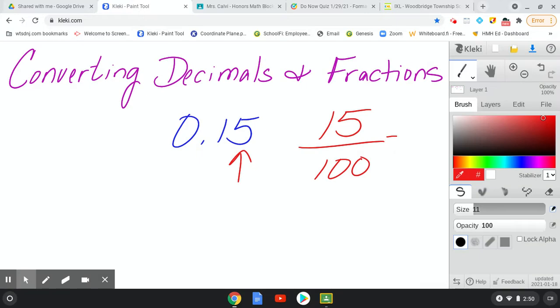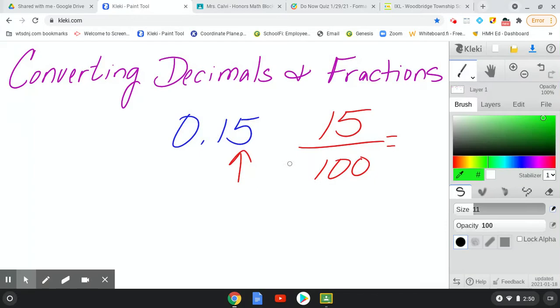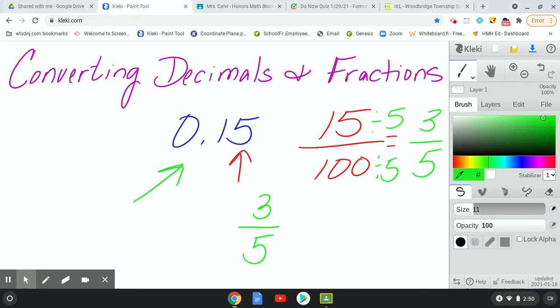So we know based on our divisibility rules, if a number ends in a 5 or 0, they are both divisible by 5. So if I were to divide both the numerator and the denominator by 5, I would end up getting 15 divided by 5 equals 3, and 100 divided by 5 equals 20, and my simplified answer is 3/20. So converting this decimal into fraction form would be 3/20 simplified down.